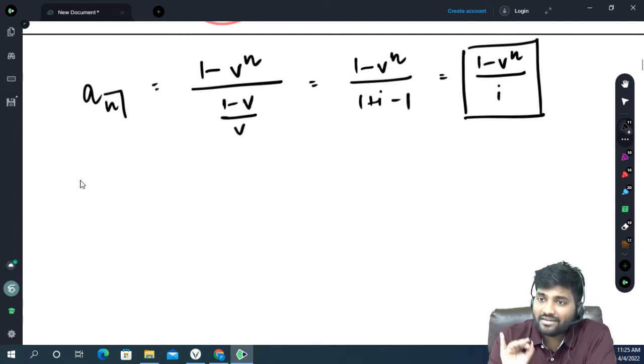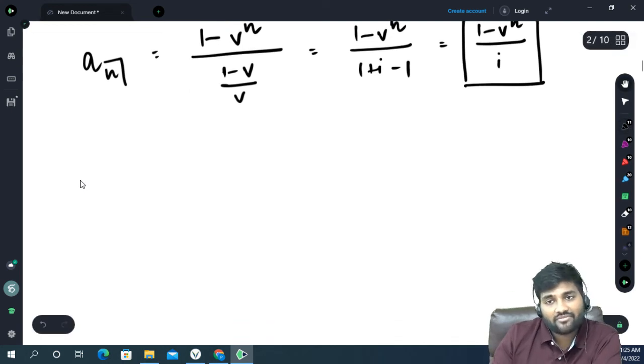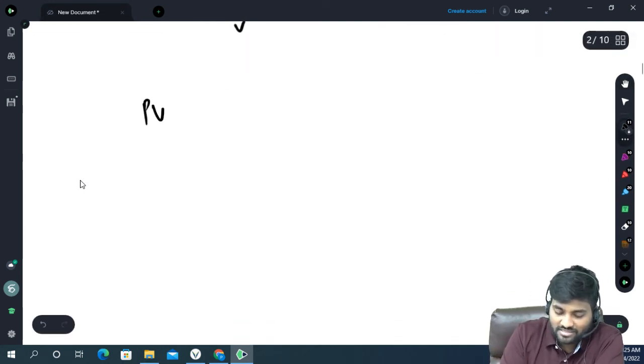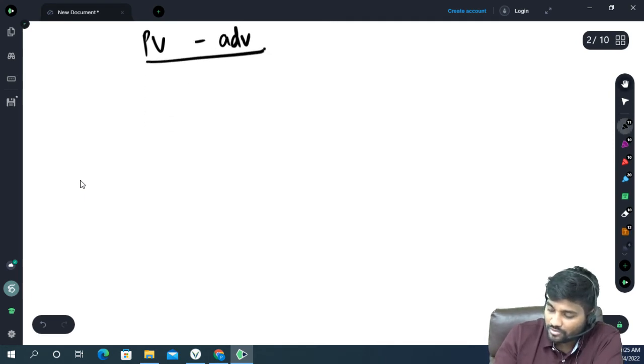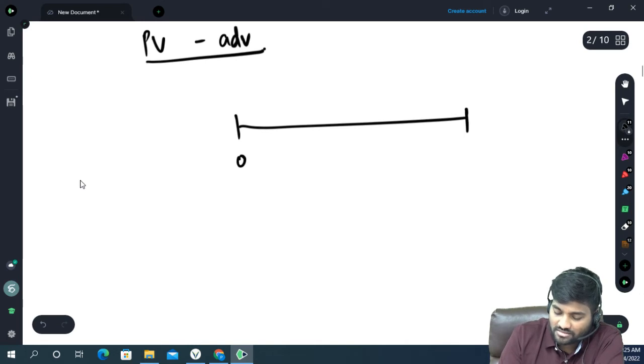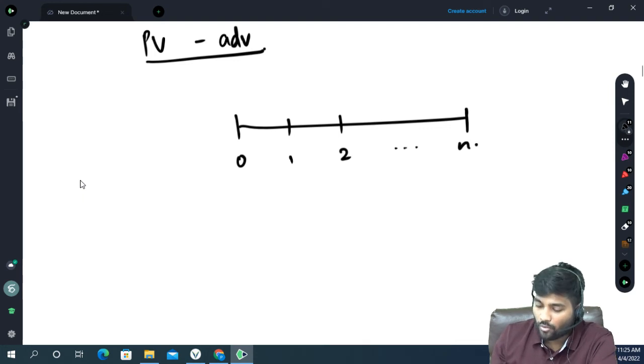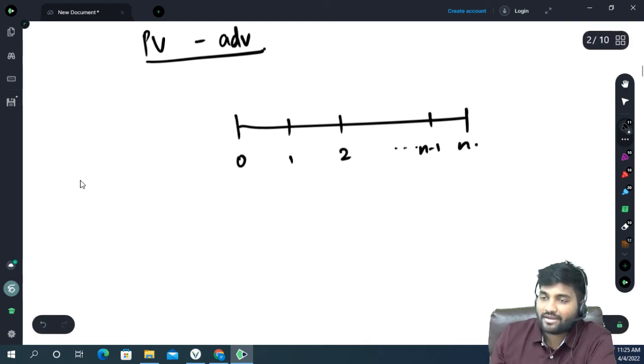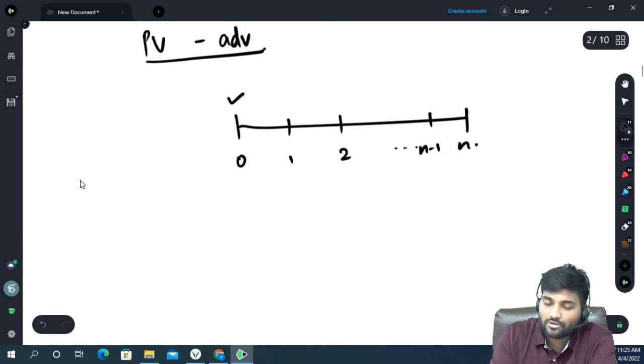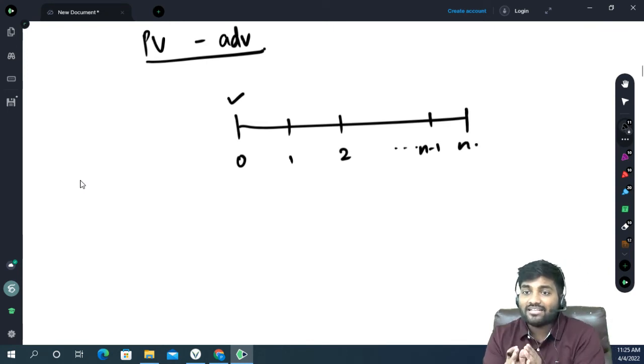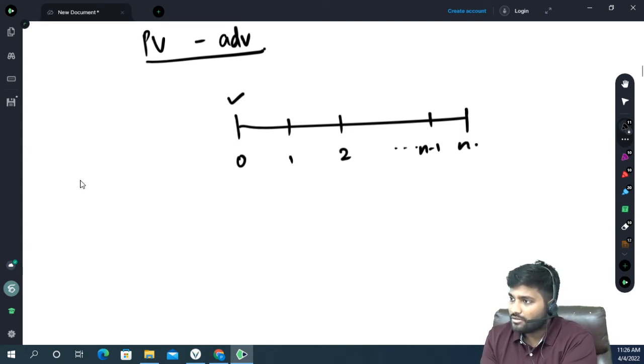So if the payment is in advance, again we'll start with a timeline. So basically the present value, advance case. Now if you're drawing the timeline, this is 0, 1, dot dot dot, n. Here it will be n minus 1. So now the first payment will be at 0. Advance means the start of the period. Here the payment is annual. So the start of the year is time 0. What does 1 mean here?